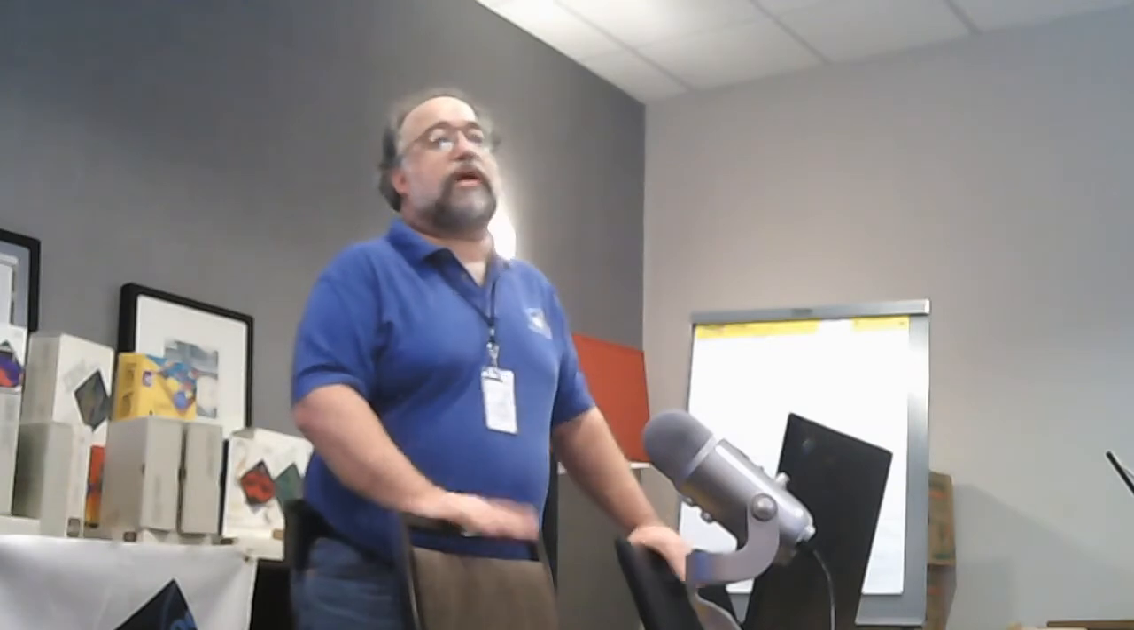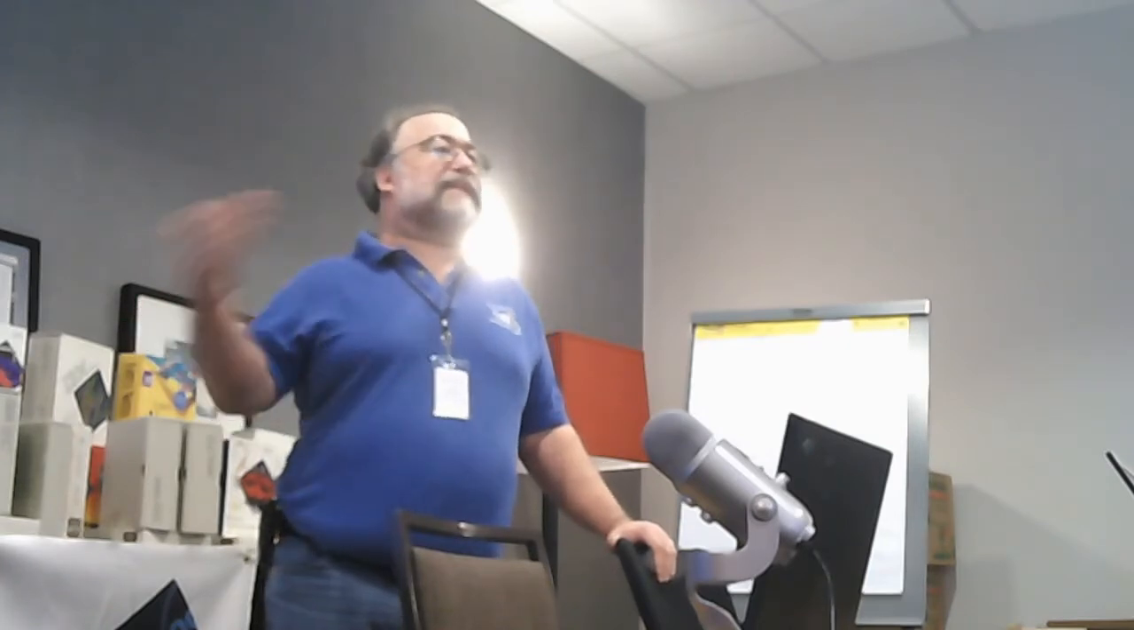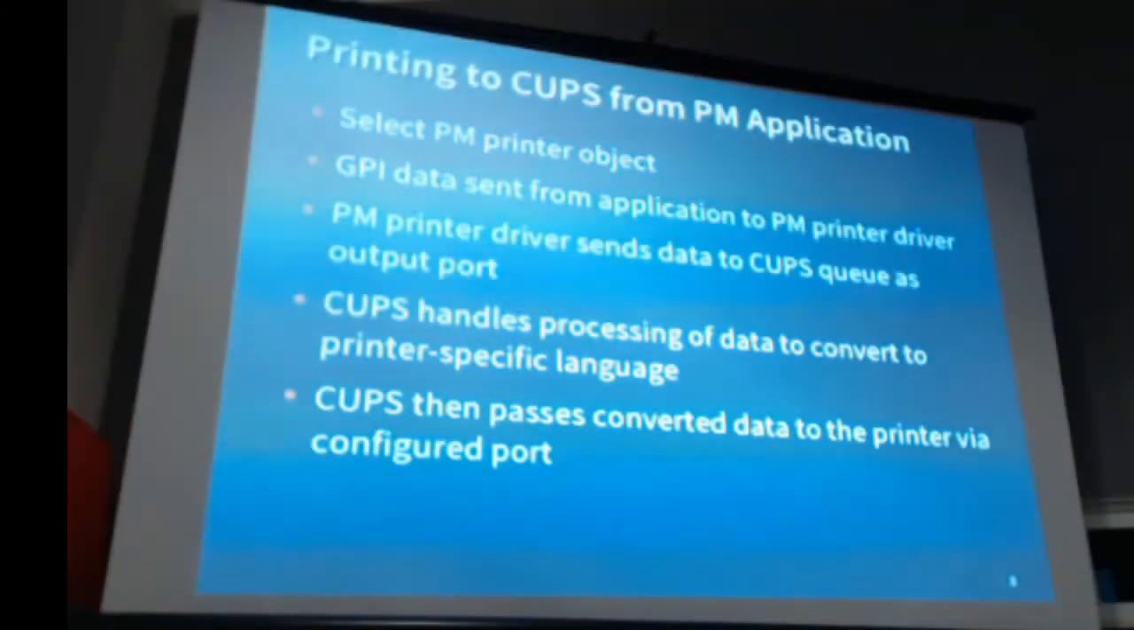So what happens? Let's say you have a PM application that knows nothing about CUPS printers whatsoever. You select the printer that you want to use in that PM application. Data from the application is GPI data. That's sent to the printer driver. The printer driver then sends that data to the CUPS queue as its output port. And CUPS handles the processing of that data to convert it to the printer's actual language and sends it out to the printer from there. So it's an interesting chain of events that takes place.